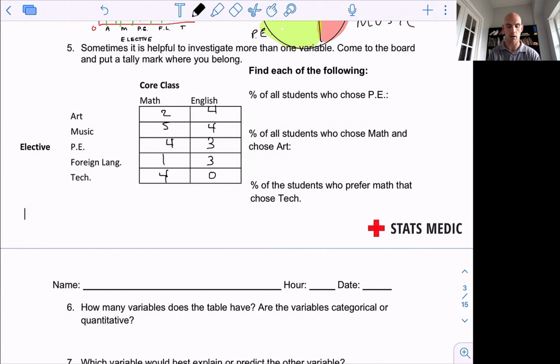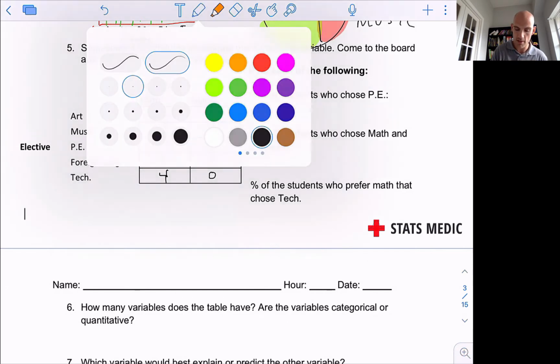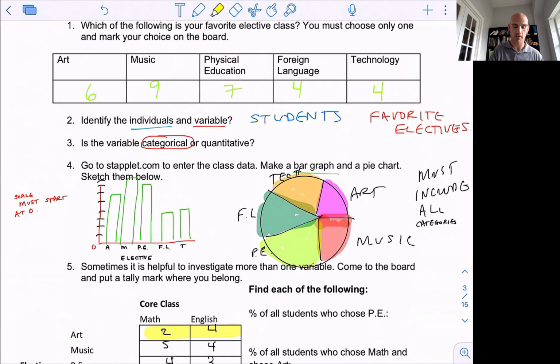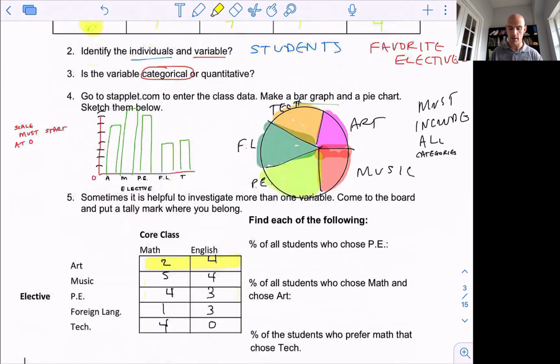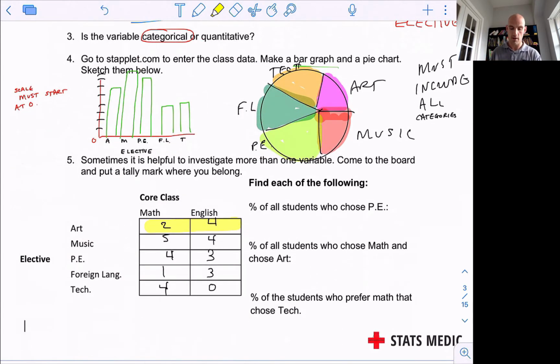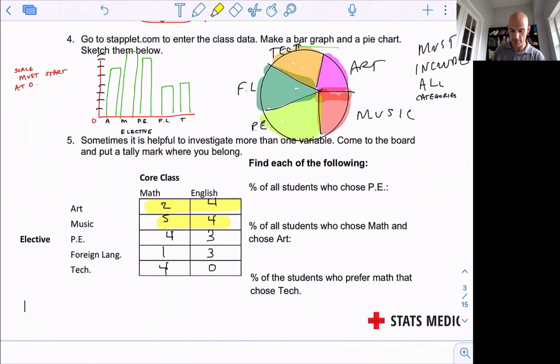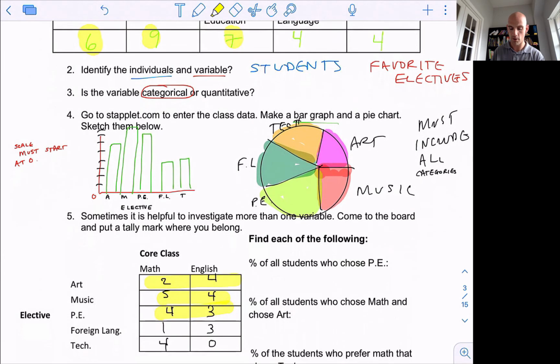So if you liked art, how many of you like math better? How many of you like English better? And so what you'll notice here is that my art adds up to 6. Check it out here, I've got a number 6 here. So 6 total art students. The second variable I'm evaluating them with is, do they like art or math or English better? And so across the way they should be equal. Here I've got my music, which is 5 and 4. I had 9 total music. I've got 7 total physical education students. Foreign language was 4. And technology was also 4. So in this table is represented everyone based on two different variables.